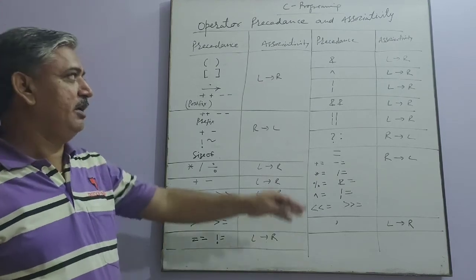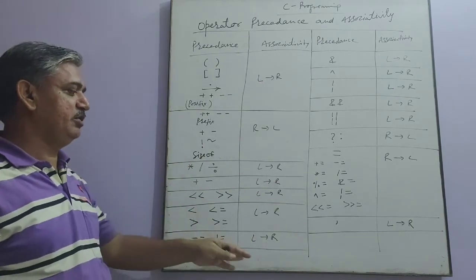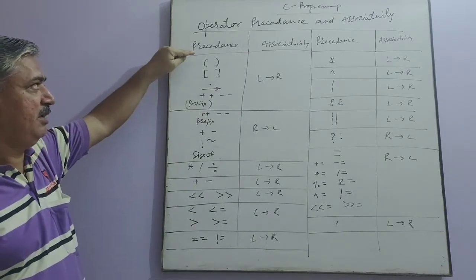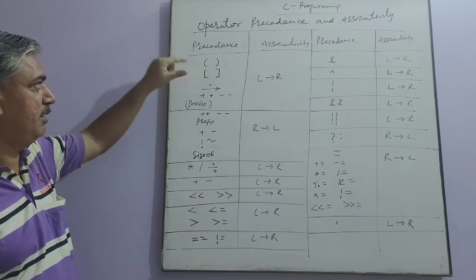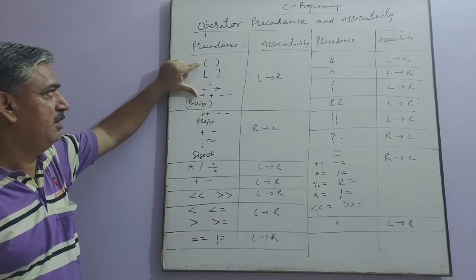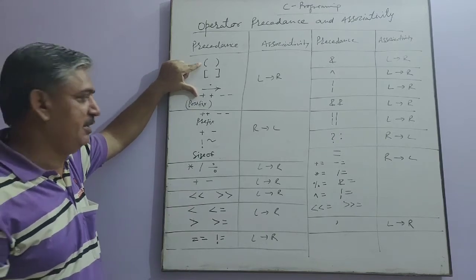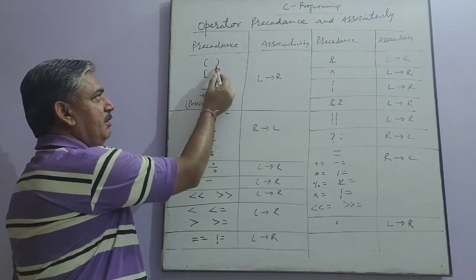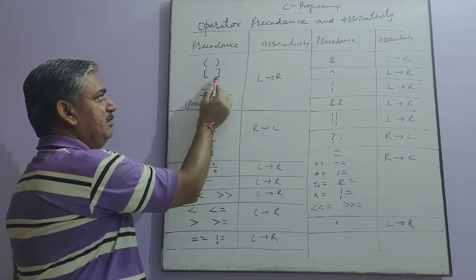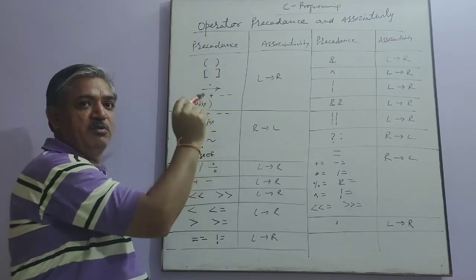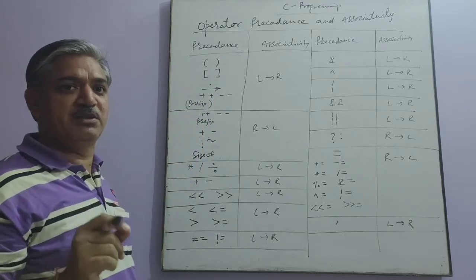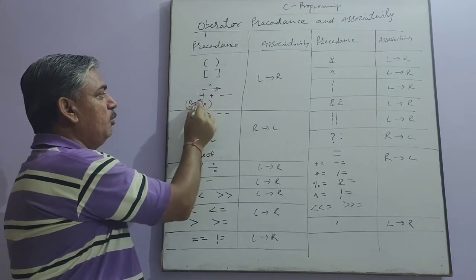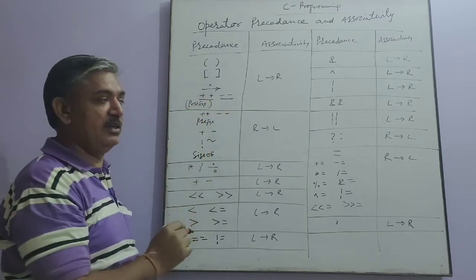Clear? In C programming, this is the precedence and associativity table. The precedence is from top to bottom. It means these operators have the highest precedence. This is the bracket or parenthesis. Then square brackets, used for array subscripts. This is the dot operator. This is the arrow operator. And this is the postfix increment. This is the postfix decrement.